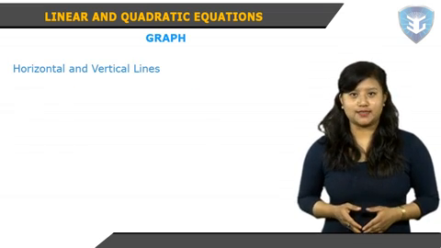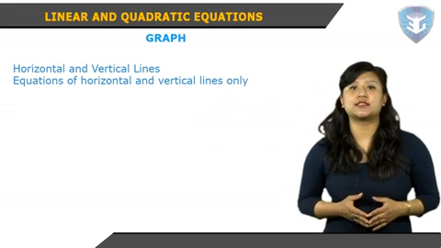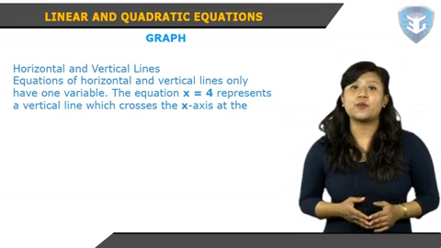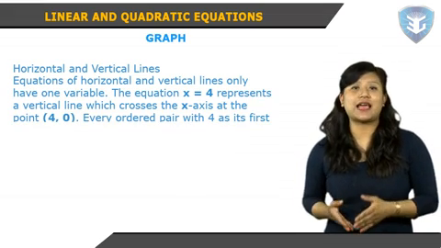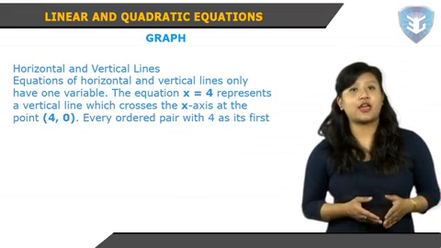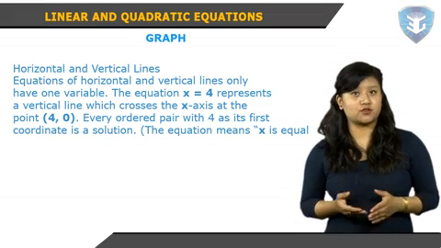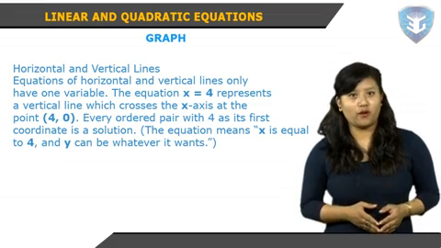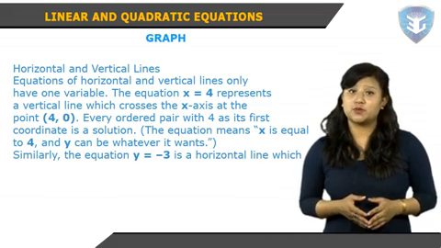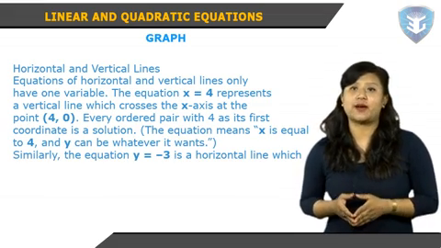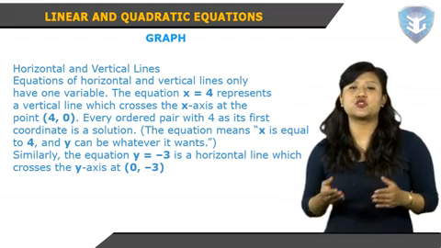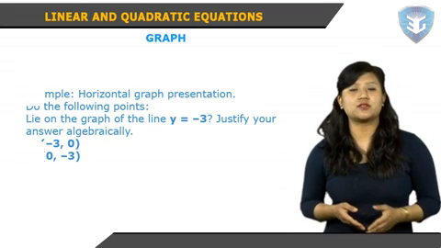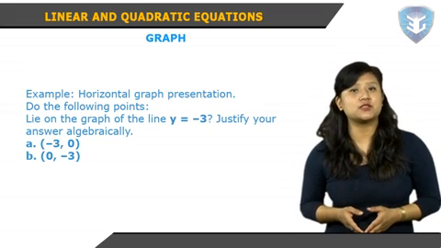Horizontal and vertical lines. Equations of horizontal and vertical lines only have one variable. The equation x equals 4 represents a vertical line which crosses the x-axis at the point (4, 0). Every ordered pair with 4 as its first coordinate is a solution. The equation means x is equal to 4 and y can be whatever it wants. Similarly, the equation y equals minus 3 is a horizontal line which crosses the y-axis at (0, minus 3). The point where the horizontal and vertical lines intersect is also easy to find.